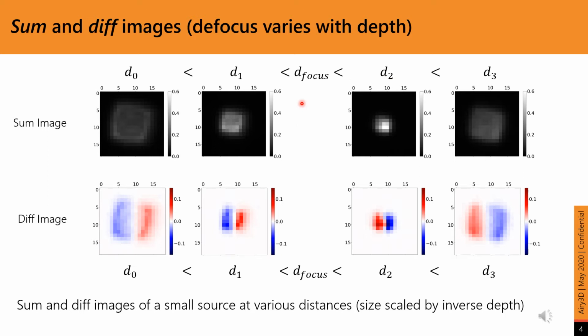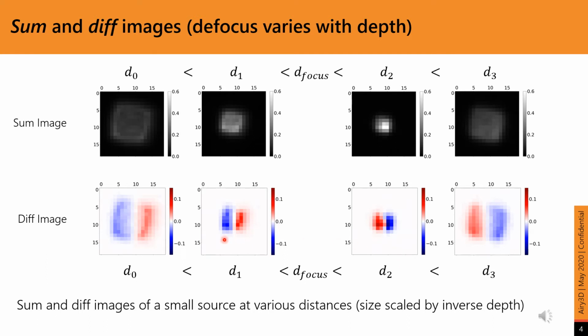The first row shows the sum images. Observe that the blur decreases from d0 to d1 as we move towards the plane of focus. And once we've crossed it and move further away from it, in d2 to d3, the blur increases again. Between pre and post focus, the blur kernel gets flipped left, right, up, down. For the sum image, this flip is not detected, since the sum kernel is symmetric, leading to a twofold ambiguity. However, this flip can be easily observed in the diff images since it has an asymmetric blur kernel.